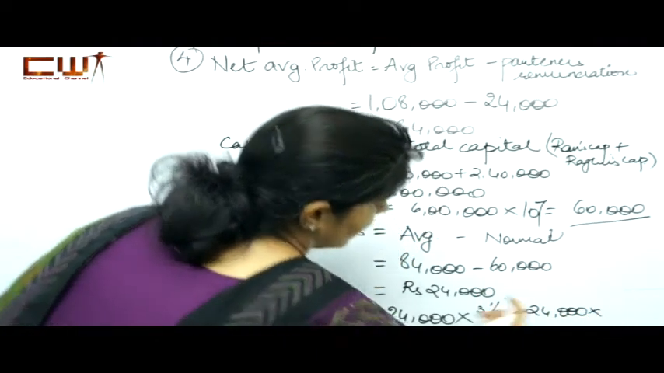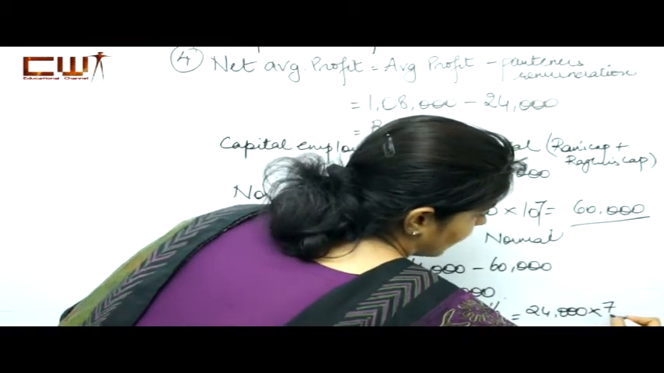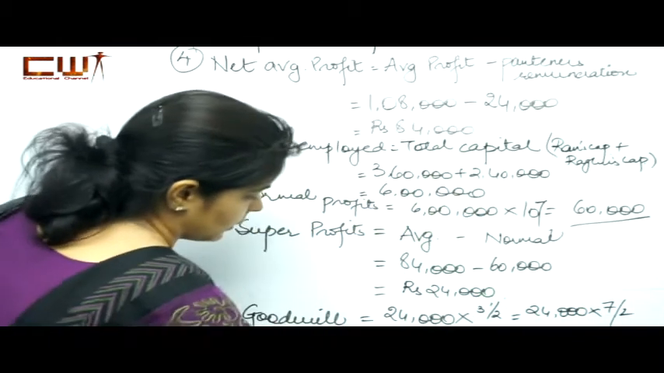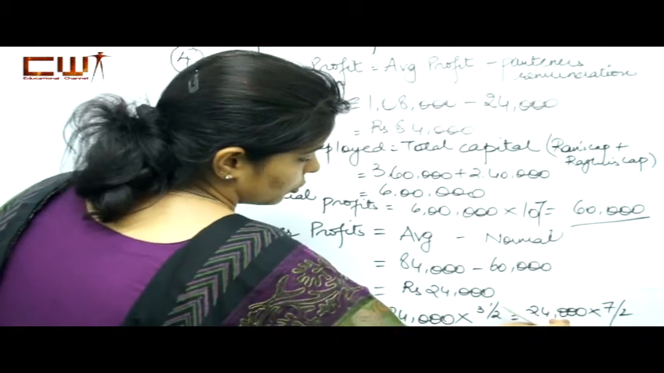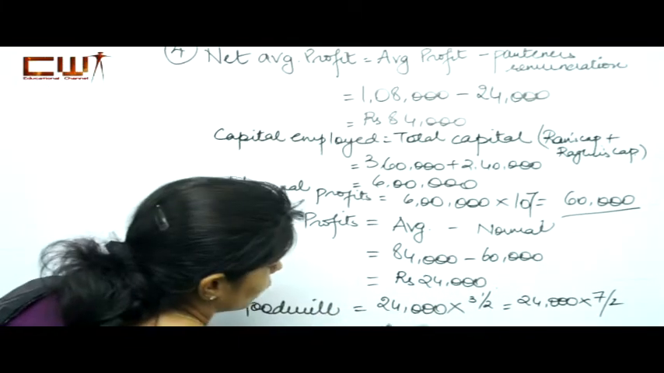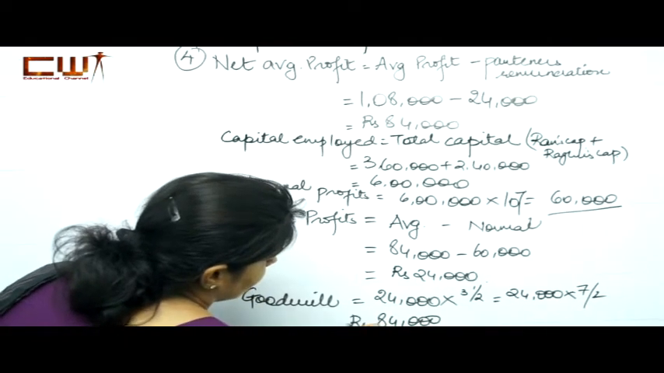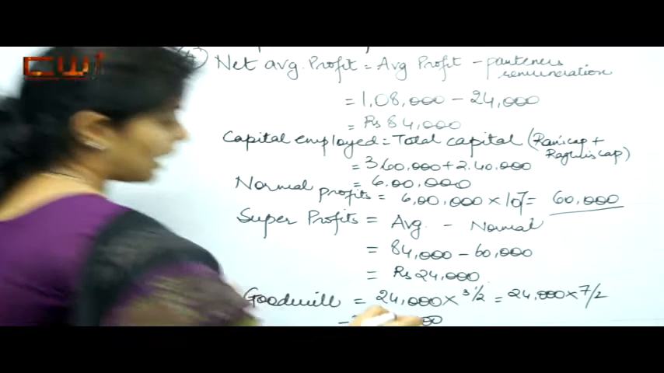24,000 into 3.5 years. 3 2s are 6, 6 plus 1 is 7, so you can write it as 7/2. Then 2 1s are 2, 12 2s are 24, and 12 into 7 you can do. That will be 84,000. So this will be the goodwill, 84,000.